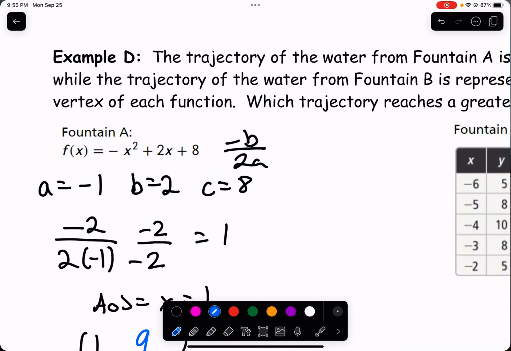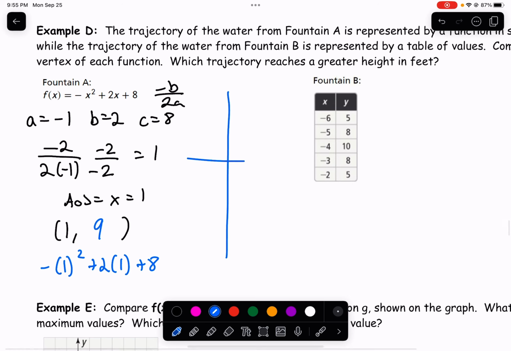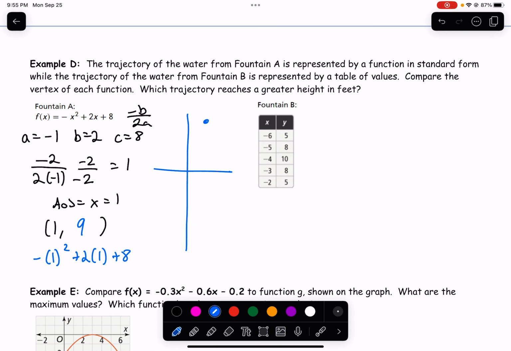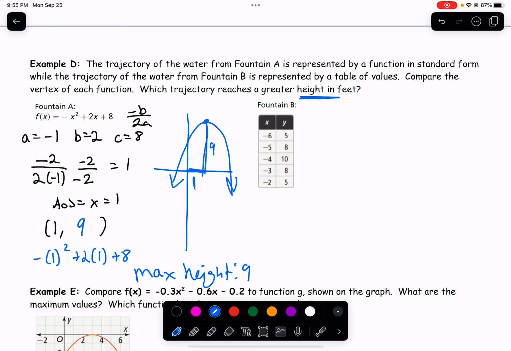So what this means is that this quadratic is going to reach a maximum height of 9, okay? So this kind of shows how far, the 1 shows how far it goes out, but the 9 is going to show how high it goes, okay? So for fountain A, our max value, our max height really is what I should say, is going to be 9, all right?